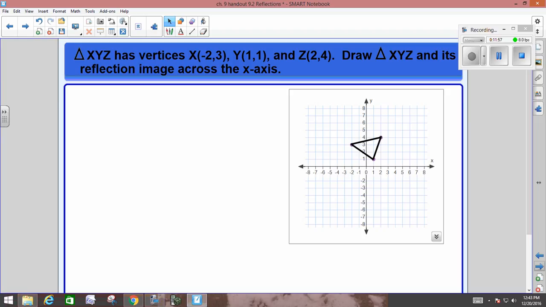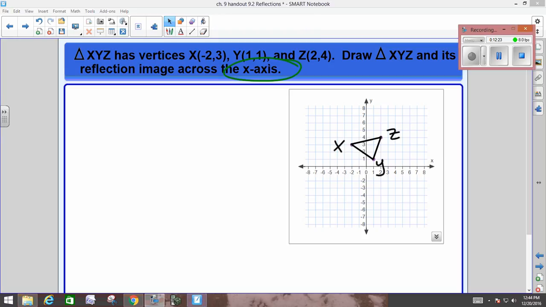So the top one there, it says triangle XYZ has the given vertices of X, Y, and Z. Draw triangle XYZ and its reflection across the x-axis. So you're going to have 2 triangles on your paper. You need to first draw triangle XYZ, the given one, and then reflect it across the x-axis and make X prime, Y prime, Z prime.